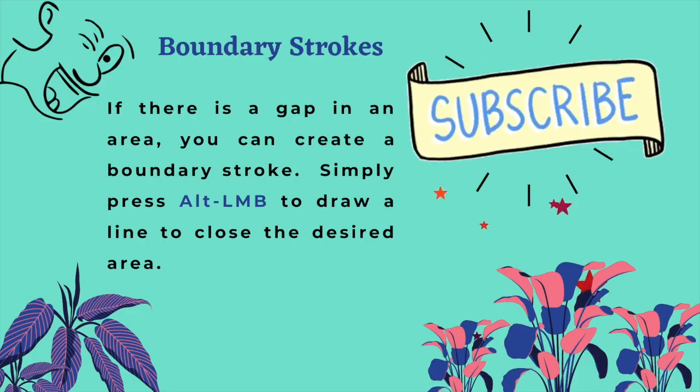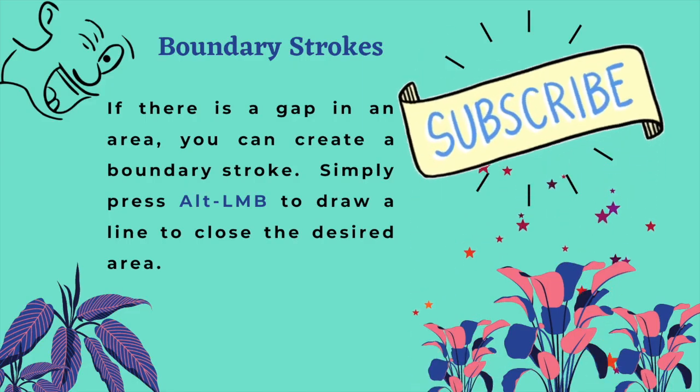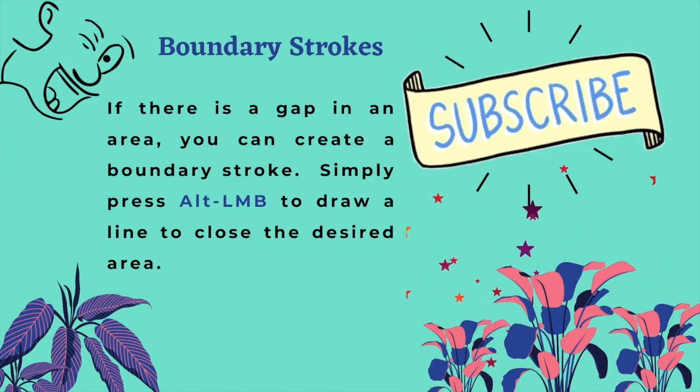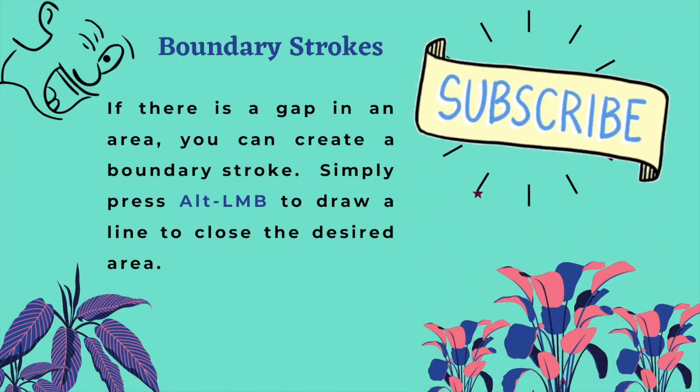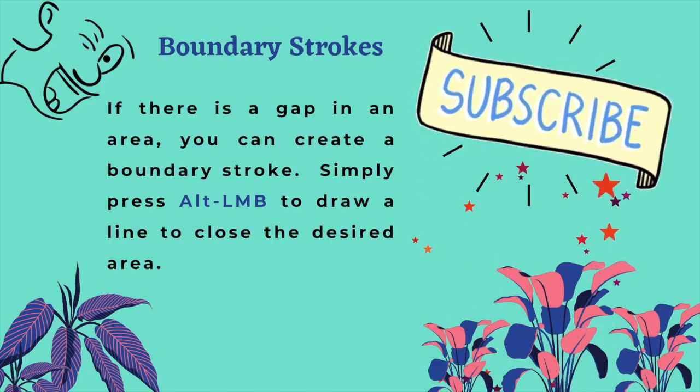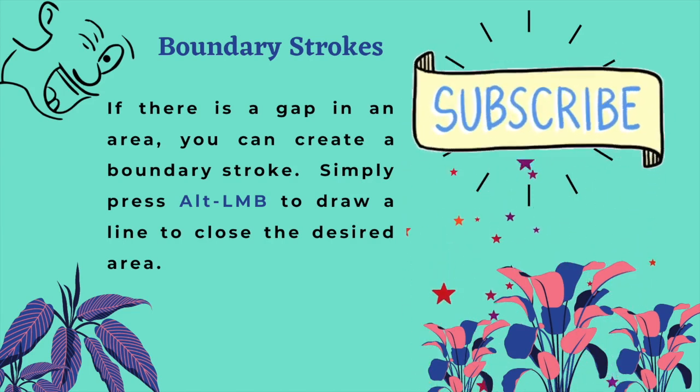Blender tip. Boundary strokes. If there is a gap in an area, you can create a boundary stroke. Simply press Alt L and B to draw a line to close the desired area.